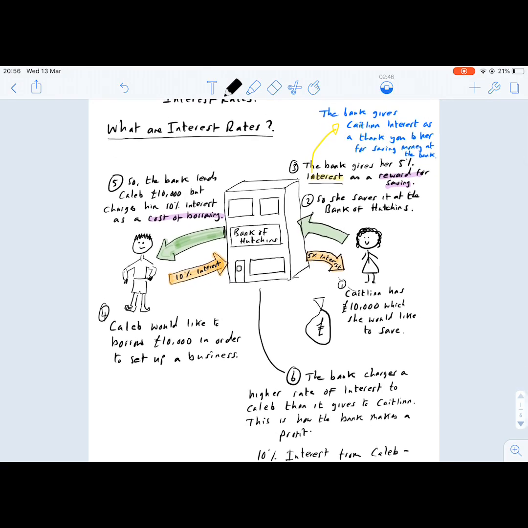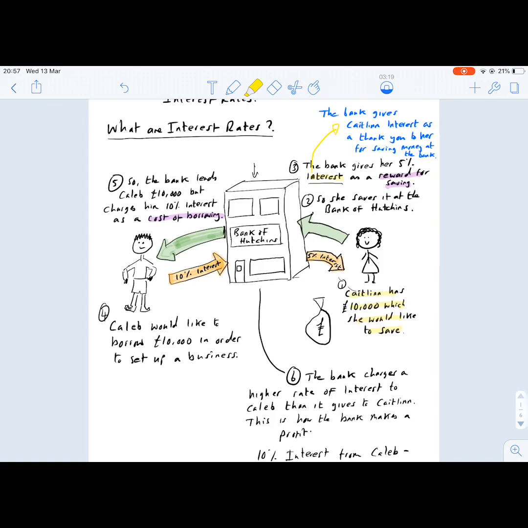Well, you can see here in the middle, you've got the Bank of Hutchins, and Caitlin here has £10,000, which she would like to save. It's in her interest to save the money at the bank instead of keeping it at home in case she loses the money, or there's a fire, or if there is an accident that results in her damaging the money. So it makes a lot of sense for her to save it at the bank.